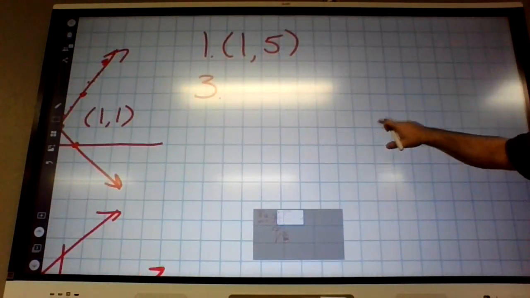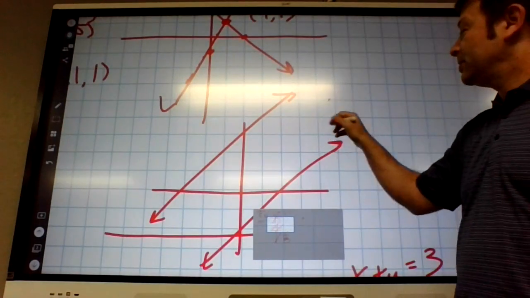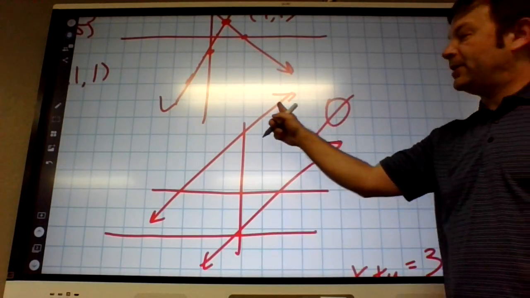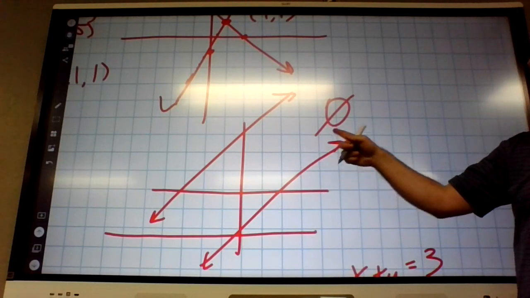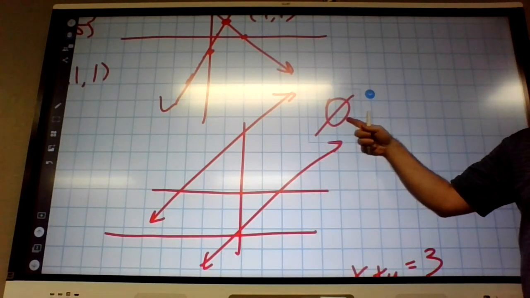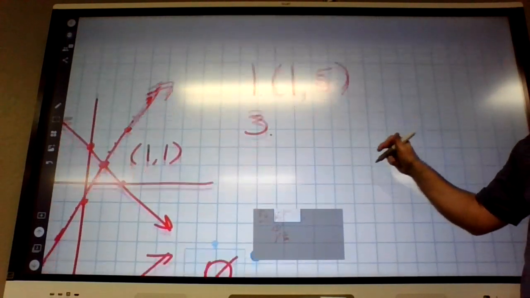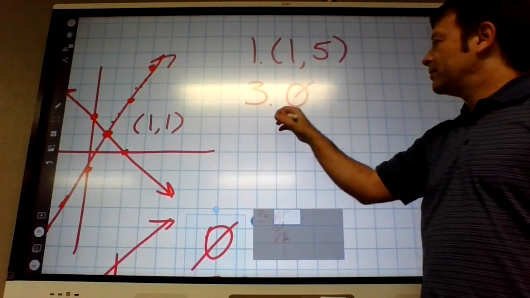Okay, so yeah, this is the parallel lines thing. If they don't intersect at all, there is no common solution, and we're just going to write no solution. You can write the words no solution, or you could write the symbol for no solution.